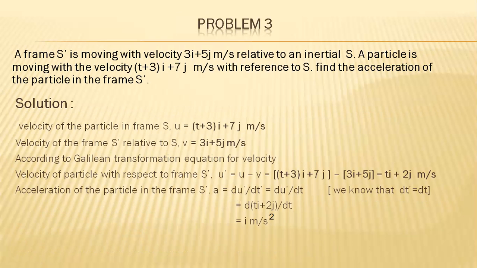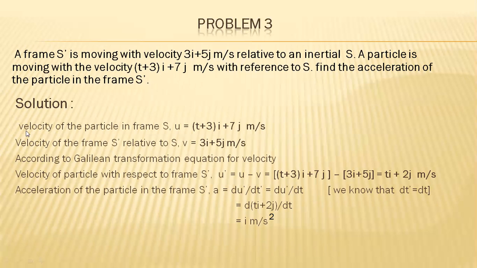Let us solve the third problem here. A frame S' is moving with velocity 3i + 5j meters per second relative to an inertial frame S. A particle is moving with the velocity (t + 3)i + 7j meters per second with reference to S. Find the acceleration of the particle in the frame S'.